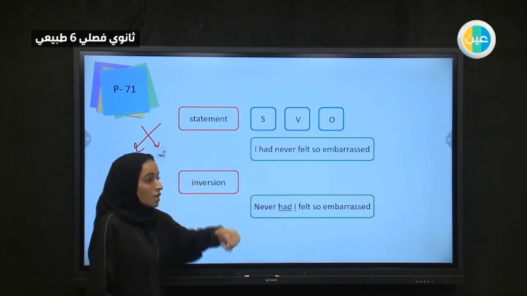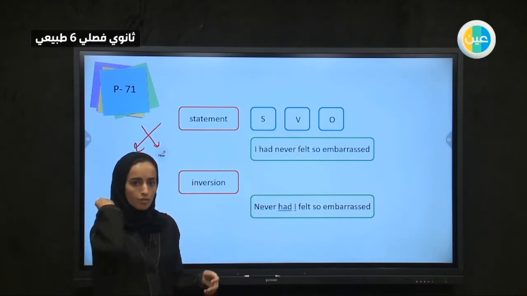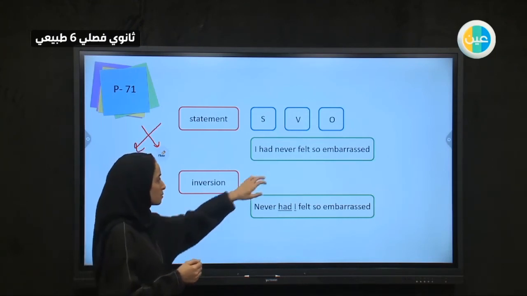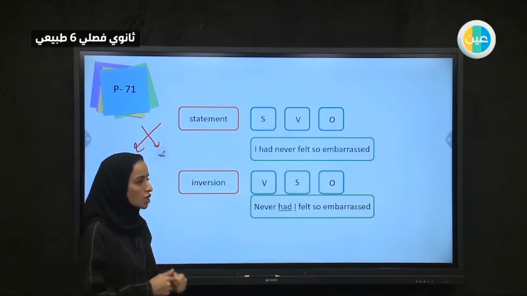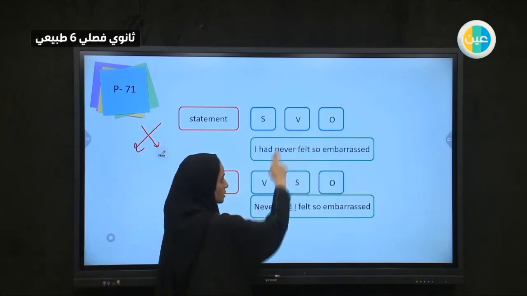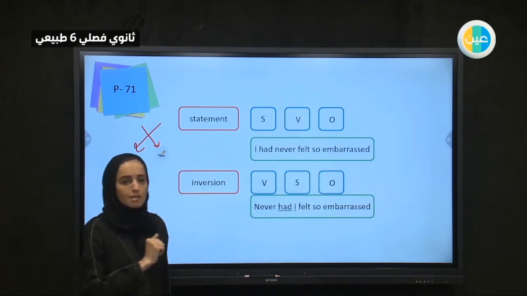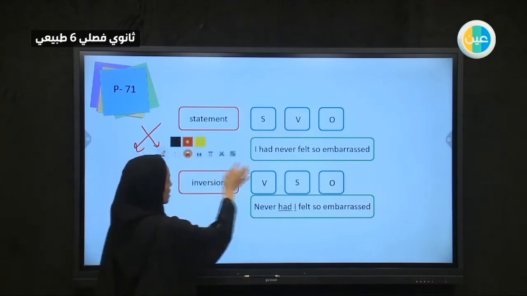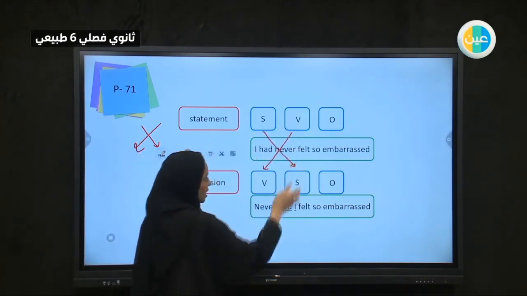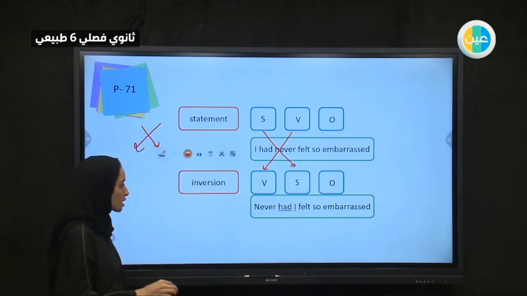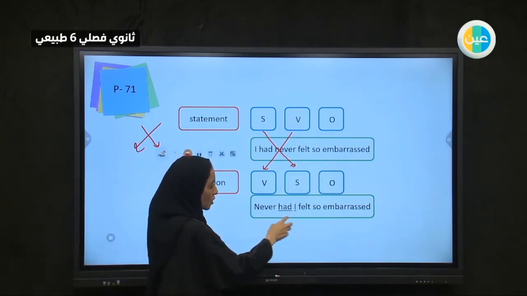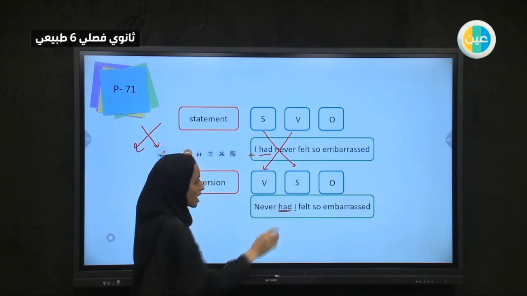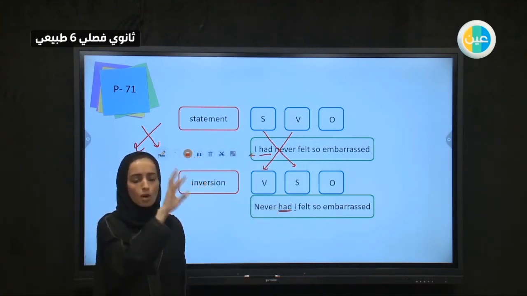If you want to give it more emphasis, you're going to use inversion, the inverted form, which means changing the order. Here we change it into a question form: verb, then the subject. Let me show it to you. We have changed the order this way: start with the verb, then the subject. Never had I felt so embarrassed. Instead of "I had," it became "had I." Just copy it and invert it.